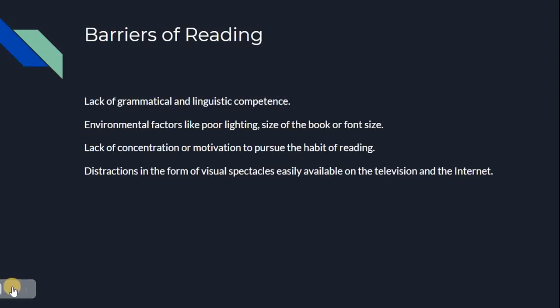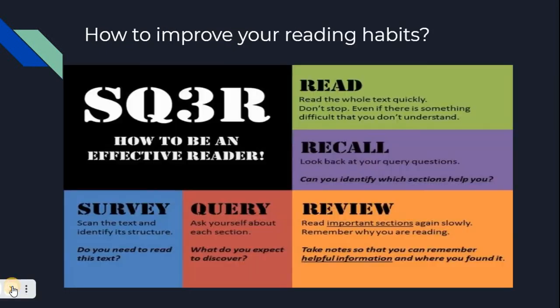Now, can you improve your reading habits? Let's take a look at it. How can you improve your reading habits? There is a formula known as SQ3R. You may use this formula to be an effective reader. The first one is S, which is survey. That is, you need to scan the text and identify its structure. Whenever you are given something to read, don't just start reading it. Instead, you need to survey the text. You need to scan the text. You need to identify the structures which are used in the text, how it is written.